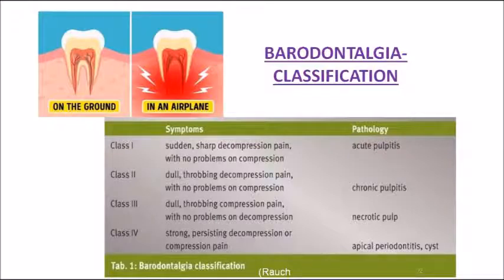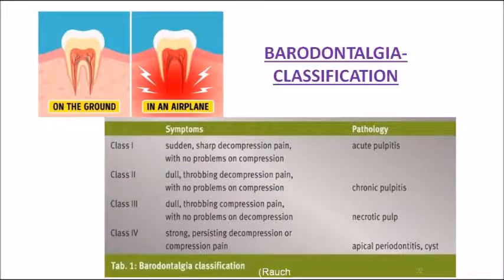Now there are 4 types or classes of barodontalgia: class 1, class 2, class 3 and class 4. Class 1 is acute pulpitis, where there is sharp, sudden decompression pain with no problems on compression. Class 2 is due to chronic pulpitis, where there is dull throbbing decompression pain with no problems on compression. Class 3 is due to necrotic pulp with dull throbbing compression pain. And class 4 is due to periapical or apical periodontitis or any cyst, with strong persisting decompression or compression pain. So these are the 4 types of barodontalgia in Roche's classification.